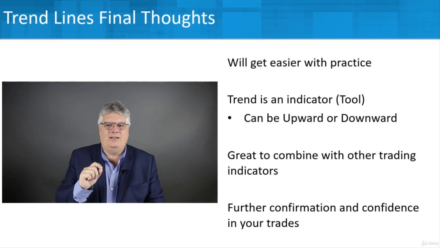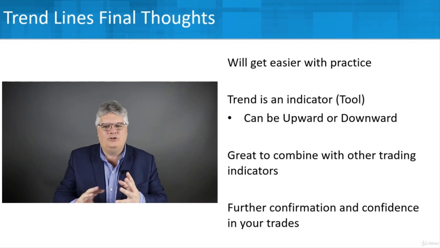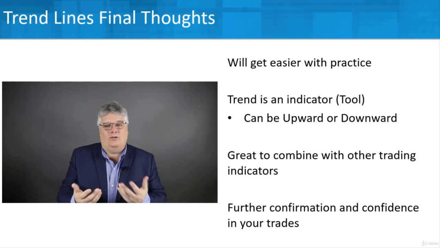The trend line is an indicator. It's a tool, just like there are other indicators out there as you're learning in the course. So you can choose the indicators that you want to use. And trend lines are trying to show you: is there an established trend, and is that established trend upward or downward? That's the whole idea of it, right?